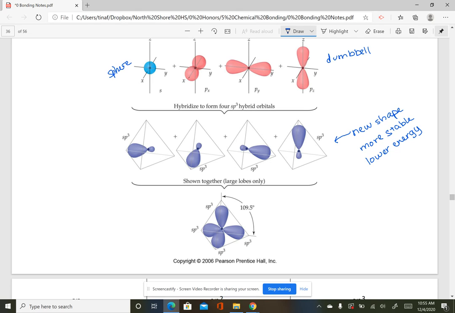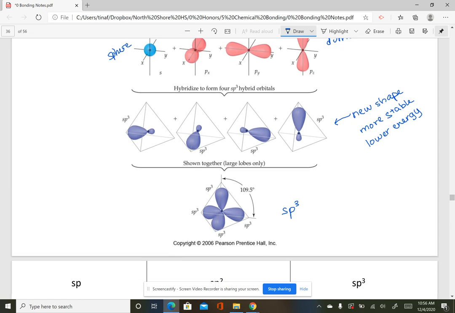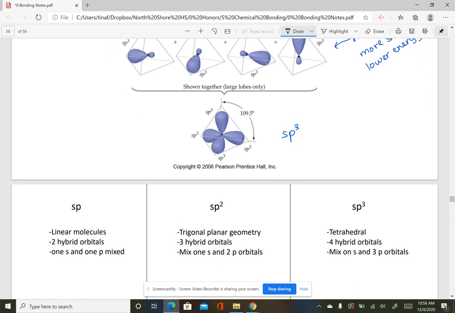Okay, so what you guys are going to have to be able to do is figure out which orbitals are overlapping and say what the hybridization on the center atom is. So for CH4, we have an s and three p's overlapping. So we say that the hybridization is sp3. And I'm going to show you how to do that based on your Lewis dot diagrams. So we're going to go ahead and go to the next page.